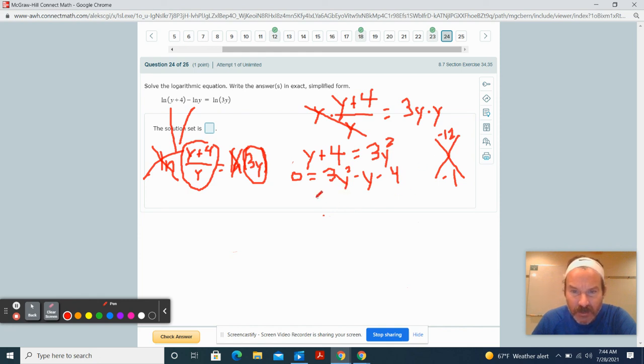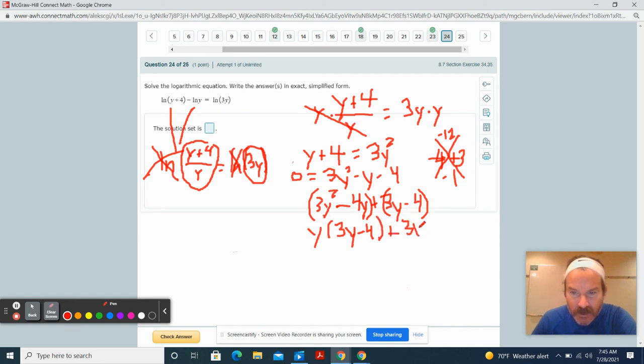So I think we could use grouping here. 3y squared. Multiplies to get negative 12, adds to get negative 1 would be negative 4 and positive 3. So negative 4y plus 3y minus 4. So I'm going to group them first two, last two. And I think we are going to have the same thing in parentheses. This is 3y minus 4, and we have a 3y minus 4, which is good. So now we can go ahead and factor it.